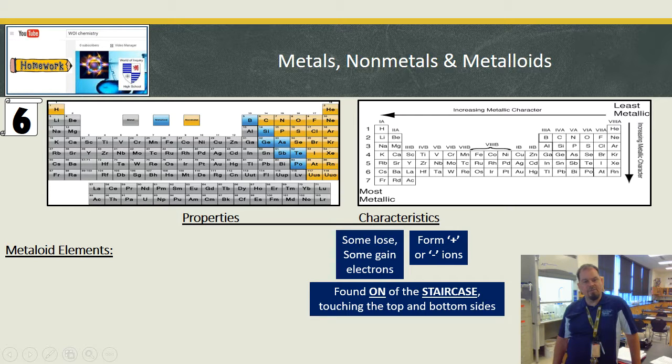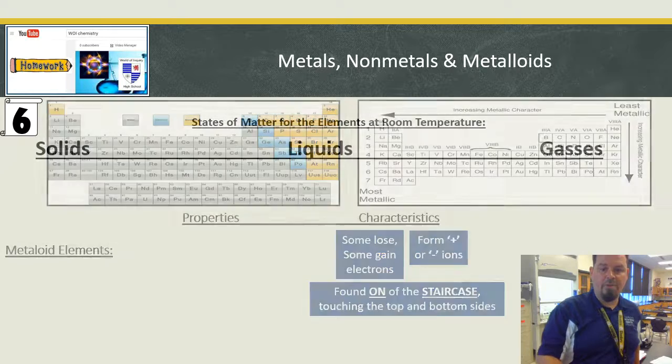Some lose and some gain electrons. They form positive and negative ions. These are the guys that are found on the staircase, touching the top and bottom sides of the staircase. Everybody except for aluminum is in blue in our picture.